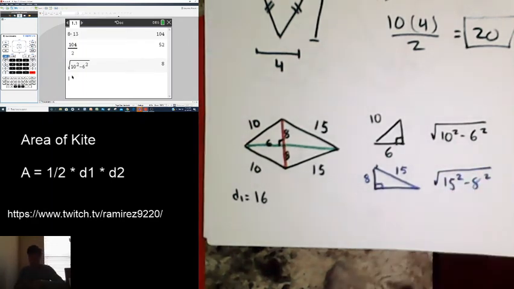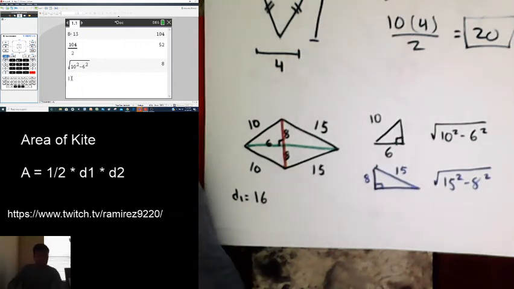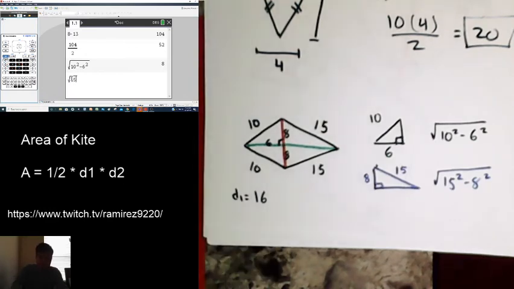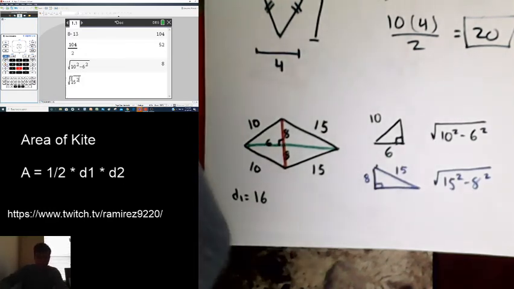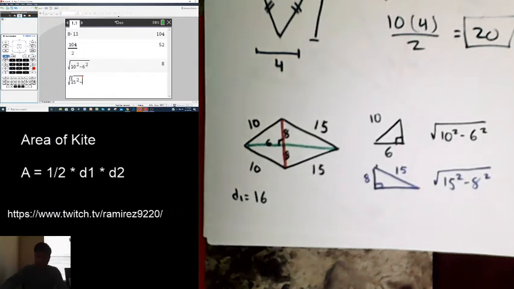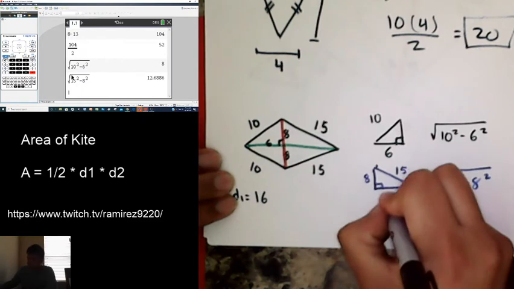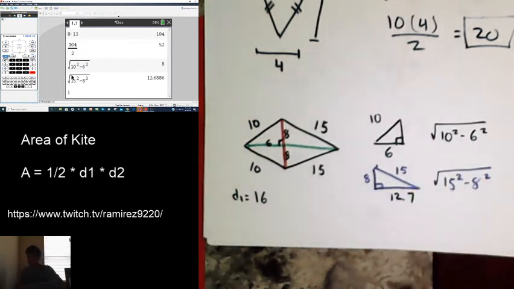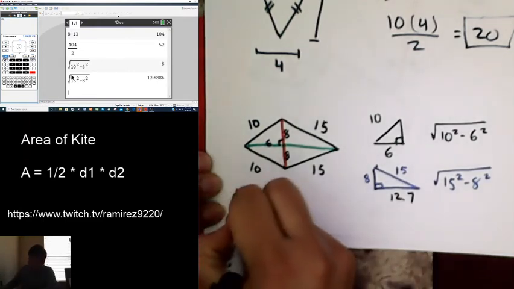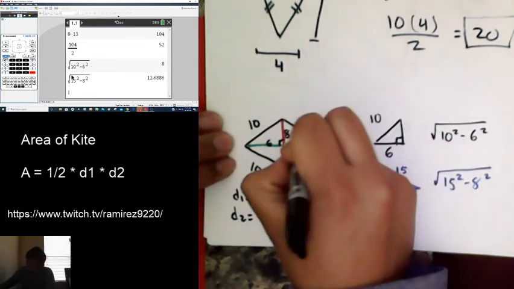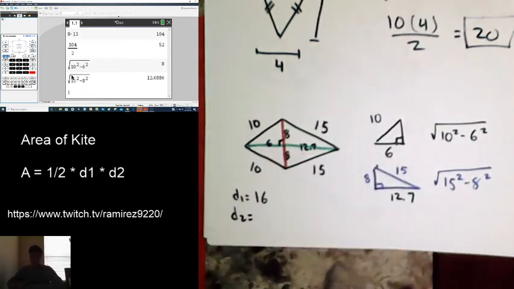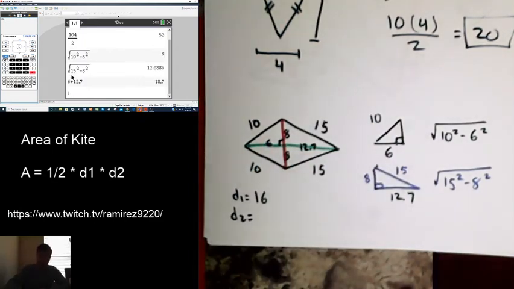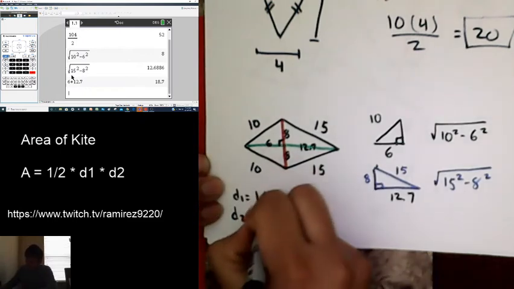Notice how we use Pythagorean theorem a lot, so it is very important that you know when to use it and how to use it. So 15 squared minus 8 squared. So this piece right here ends up being 12.7. And so for my second diagonal, now that I know that this is 12.7, I'm just going to add them up. So 6 plus 12.7, that's 18.7.